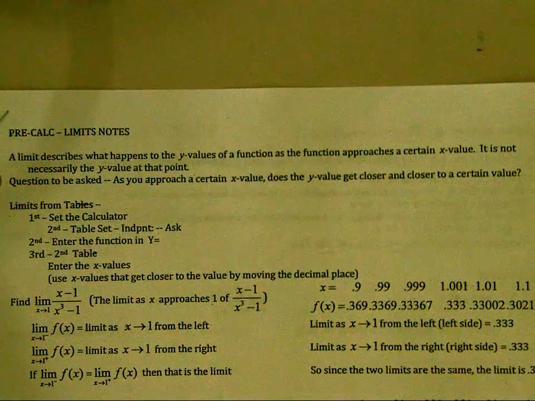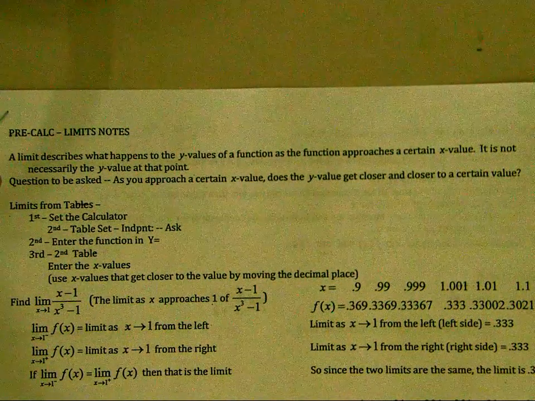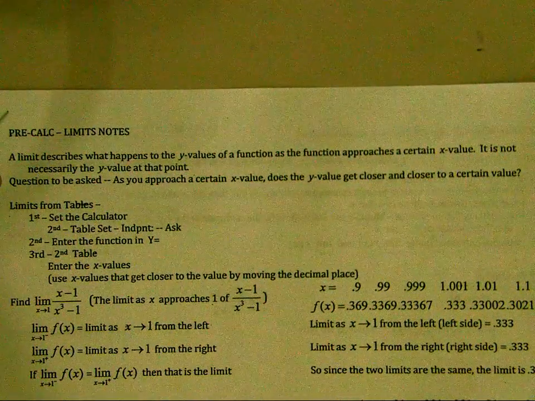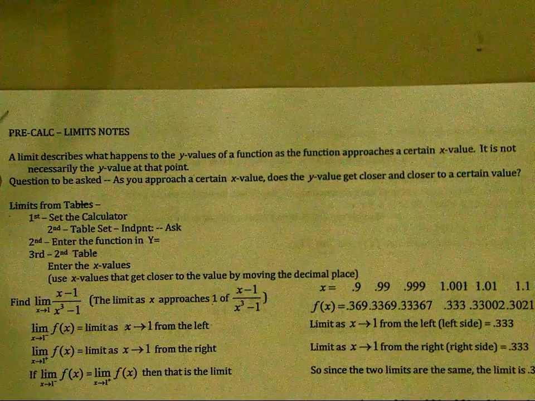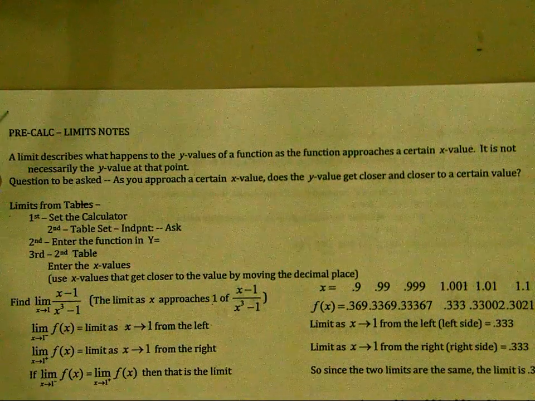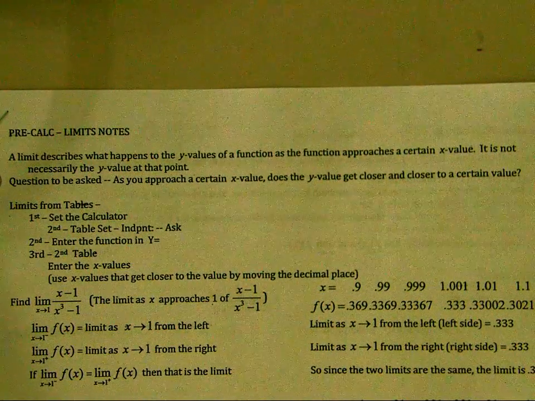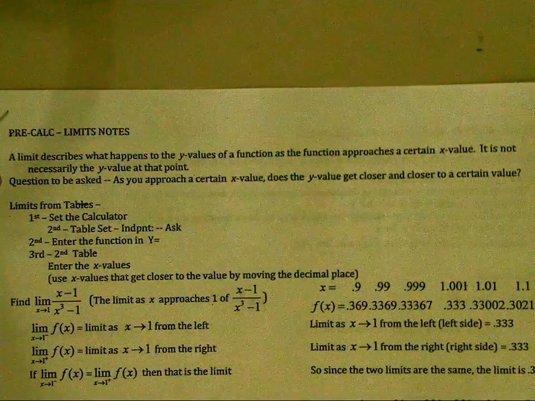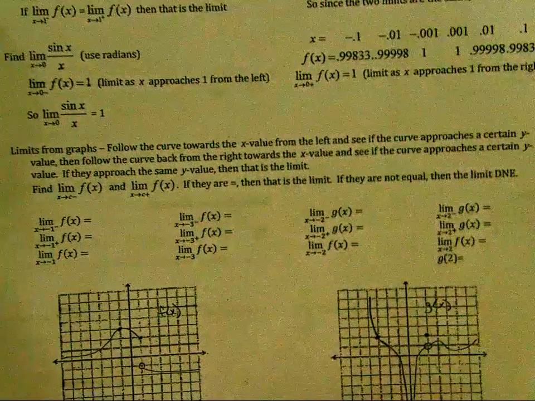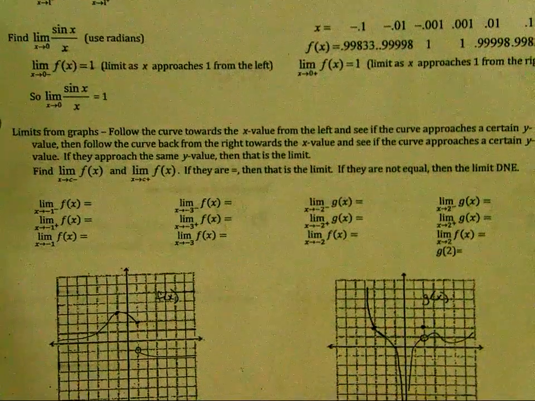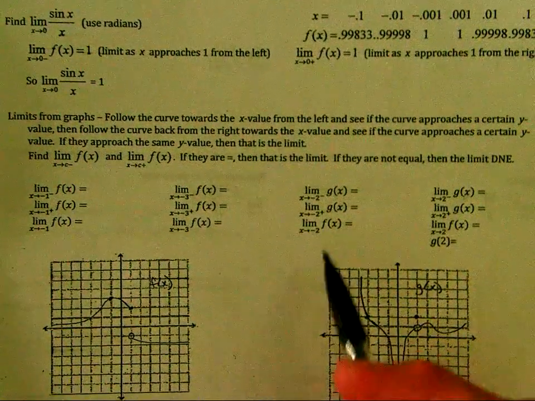Most of the time, the limit is the y value, but not always. So it's like you're looking for a pattern: we get closer and closer to 5. It doesn't matter if you ever reach 5, but does it look like that's where we're getting closer and closer? So first we're going to do limits from graphs, because that kind of defines what's happening with the limit.